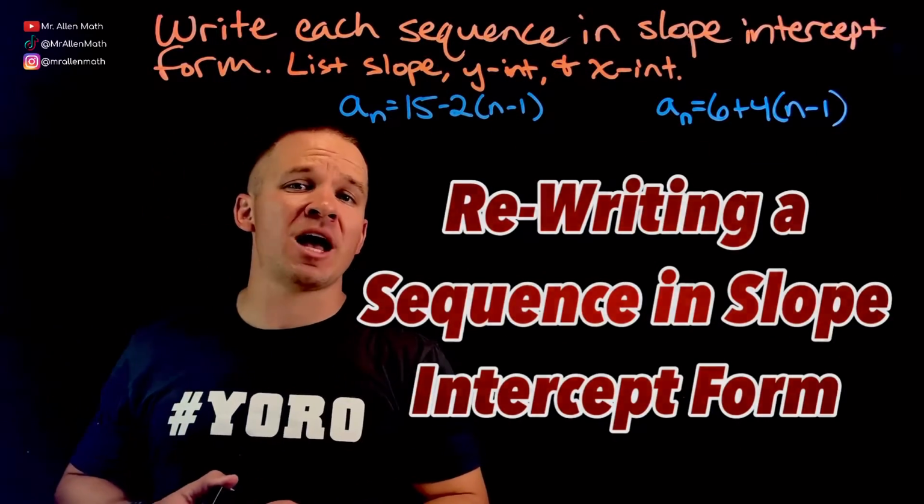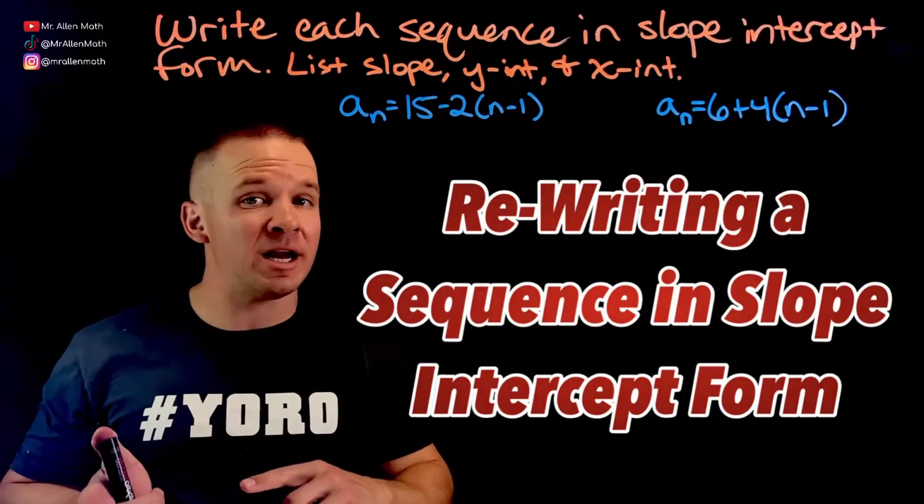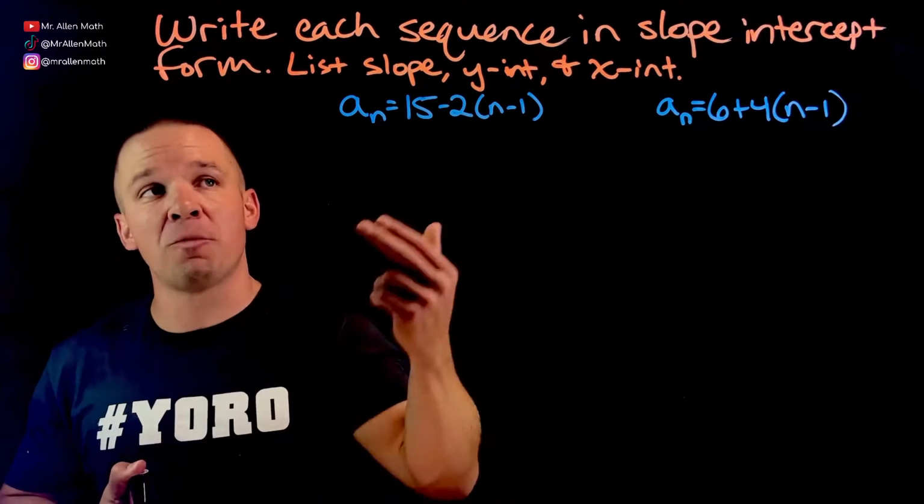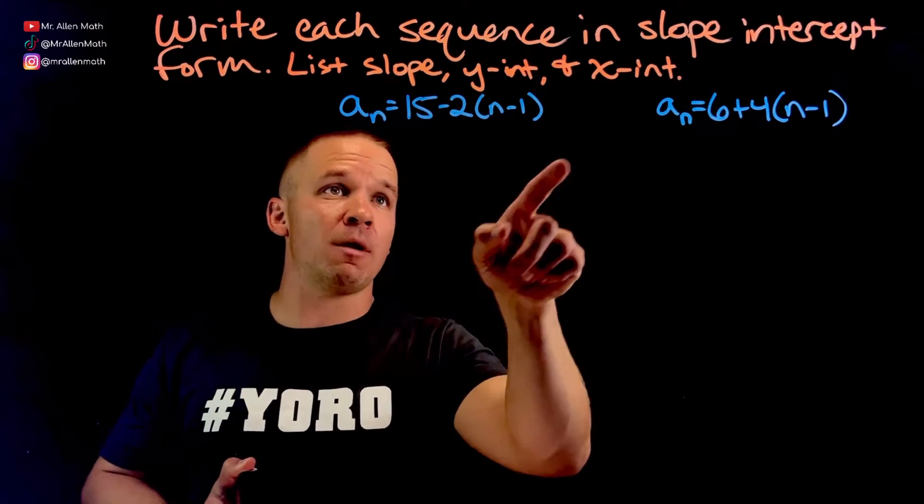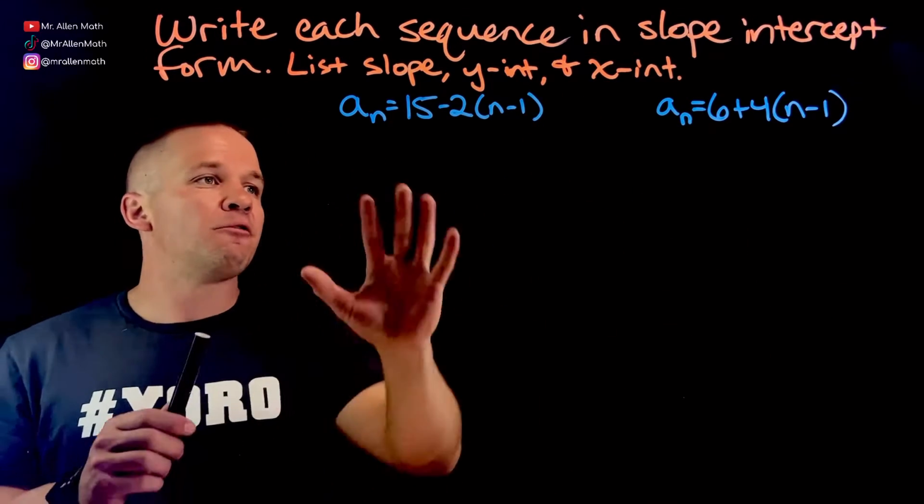Mr. Allen here with some sequences that we're going to rewrite in function notation in slope-intercept form. And we're going to list our slope, our y-intercept, and our x-intercept for each of these two examples.